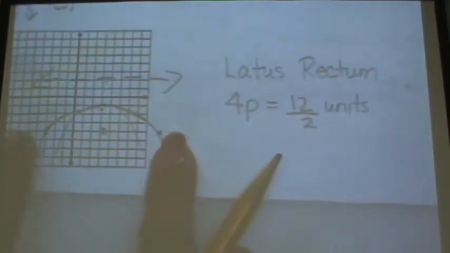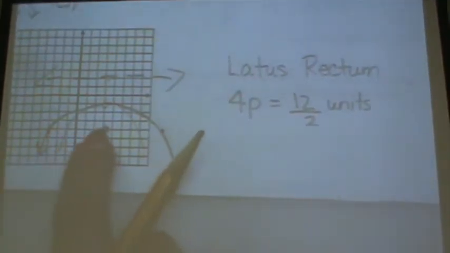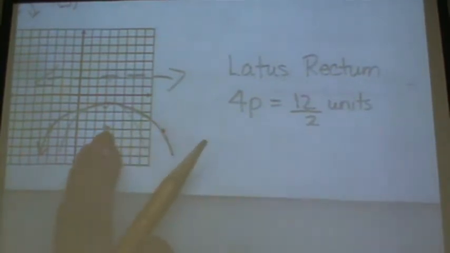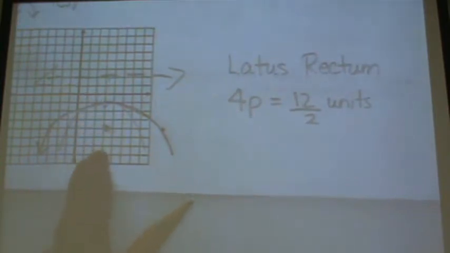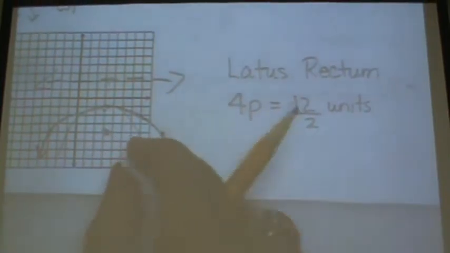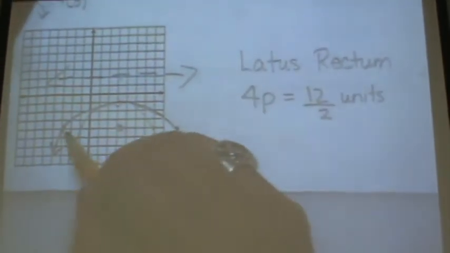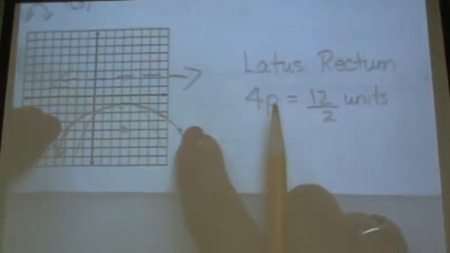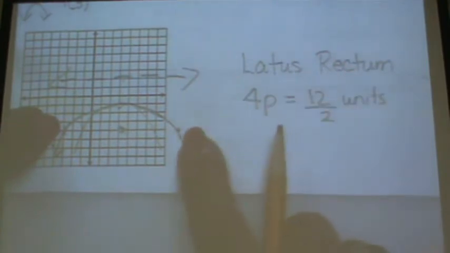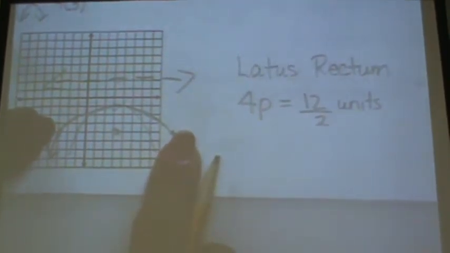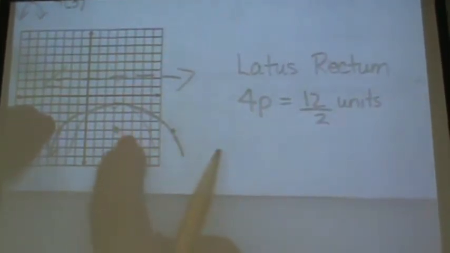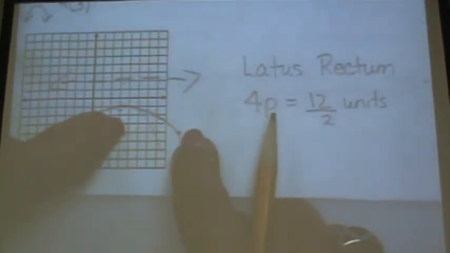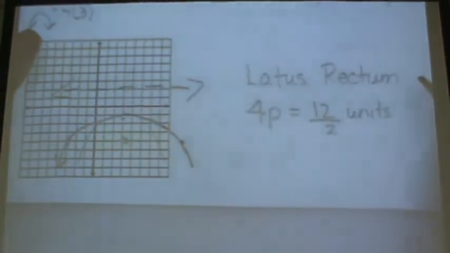So this chord that's perpendicular to this fixed point, if you were to draw that line right there, it'd be perpendicular. It measures 4 times this measurement from here to here. That's the length of the latus rectum, of that chord. It's 4 times 3, which is 12 units long. So 6 one way and 6 the other way. Because remember, this is your axis of symmetry.